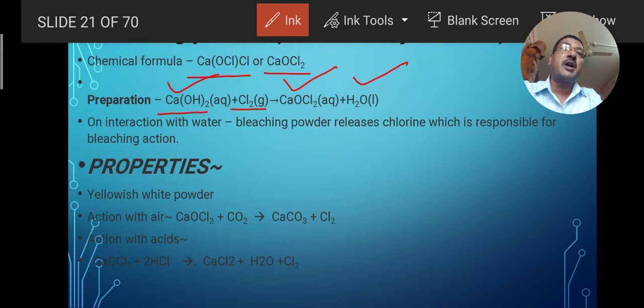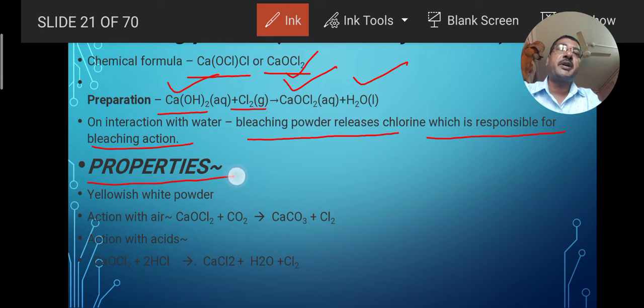On interaction with water, what will happen? Bleaching powder releases chlorine, which is responsible for the bleaching action, especially this chlorine gas which is present here in the formula of the calcium oxychloride or the bleaching powder. When it is reacting with the water, this chlorine gas is given out, and this chlorine is responsible for the bleaching action. If there is no chlorine, then it will not have the properties of the bleaching powder.